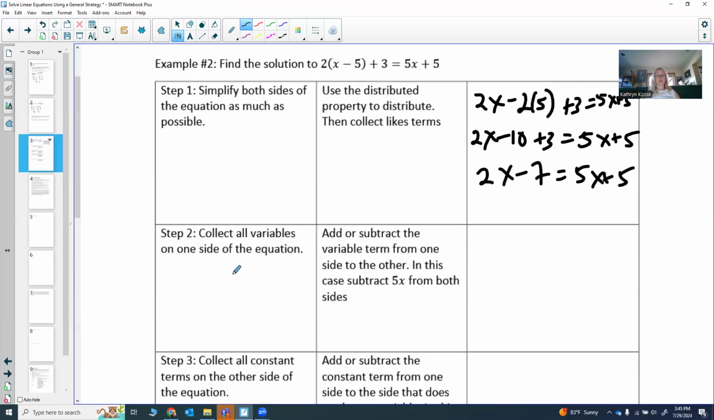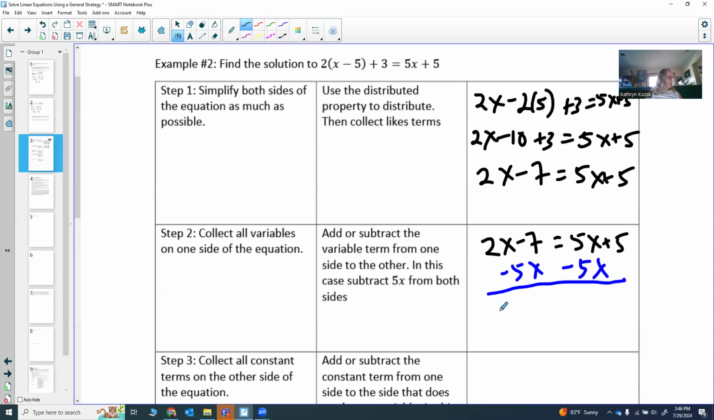Step 2 is to collect all variables on one side of the equation. Add or subtract the variable term from one side to the other. In this case, subtract 5x from both sides. 2x minus 7 equals 5x plus 5, we're going to subtract 5x from both sides. That is negative 3x minus 7 is equal to 5.